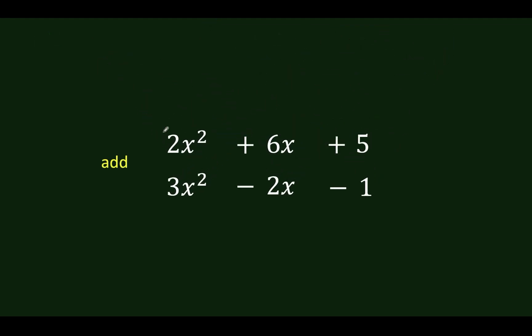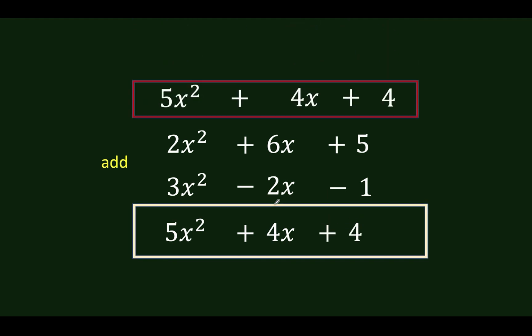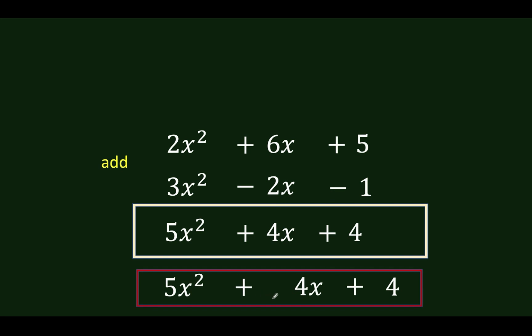The idea is line up all those like terms. We have here x squared, we have here x squared. These are like terms. The same here, x and constant and constant. Then just combine them. 2x squared plus 3x squared equals 5x squared. 6x minus 2x is 4x, and 5 minus 1 is 4. That is the same as the answer we arrived at previously. This one was arrived at using visualization, and this one is now arrived at using just algebraic manipulation.